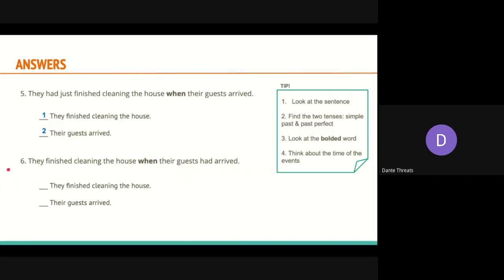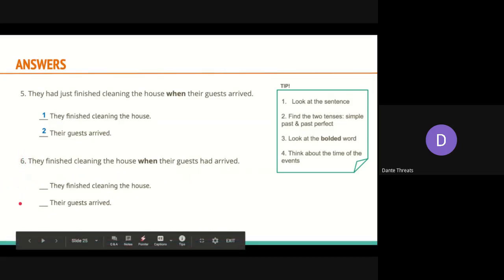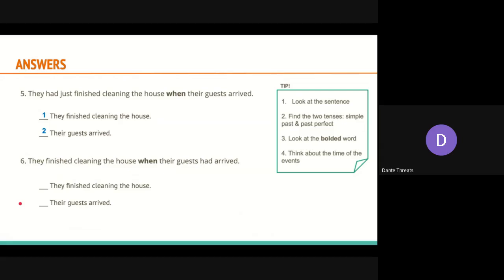Okay, looking at 6, they finished cleaning the house when their guests had arrived. Okay, which event happened first? Guests arrived, and then they finished cleaning the house.